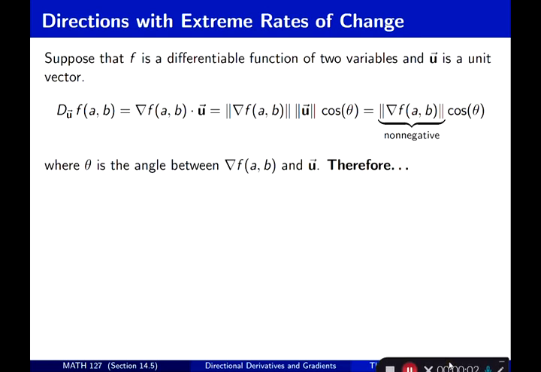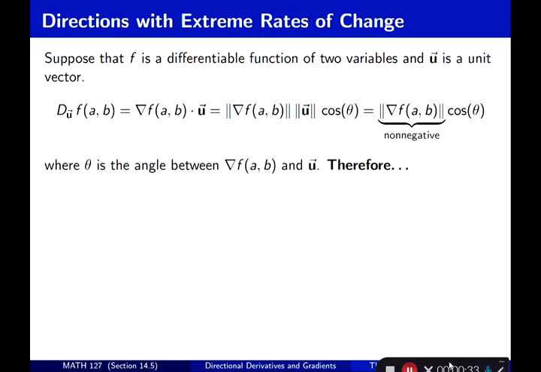We're continuing with section 14.5, directions with extreme rates of change. Suppose that f is a differentiable function of two variables and u is a unit vector. The directional derivative of f at (a, b) in direction u is the gradient of f at (a, b) dot u. But what is the dot product?